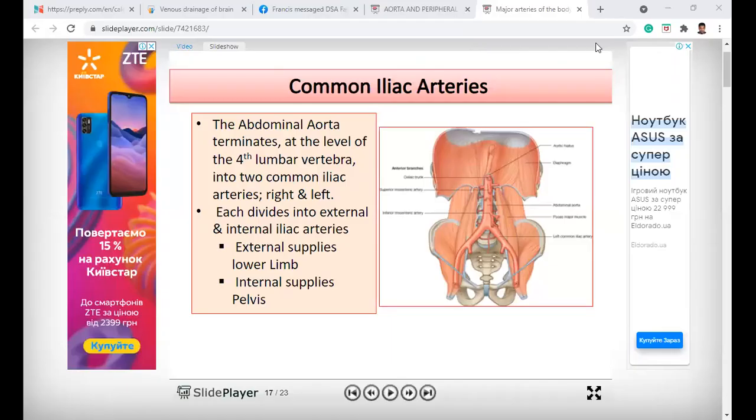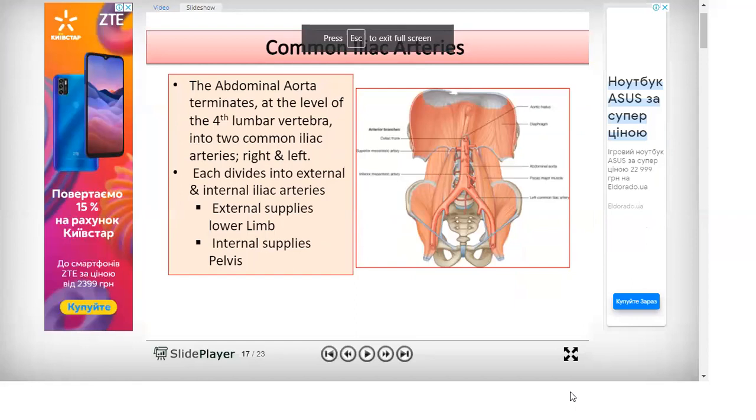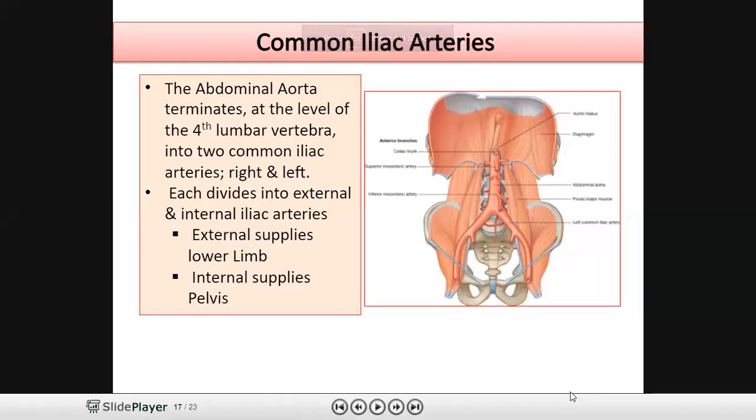So we said previously that the common iliac arteries are the terminal branches of the abdominal aorta. From this slide, you would see that the common iliac artery is the terminal branch of the abdominal aorta at the level of the fourth lumbar vertebra. At the level of the fourth lumbar vertebra, the abdominal aorta becomes the common iliac artery, but we have two of them, the right and the left.